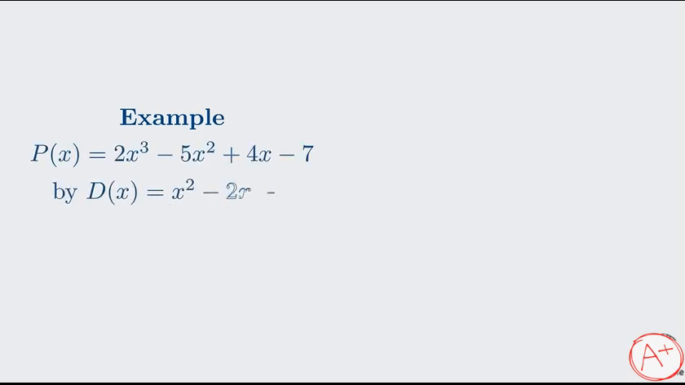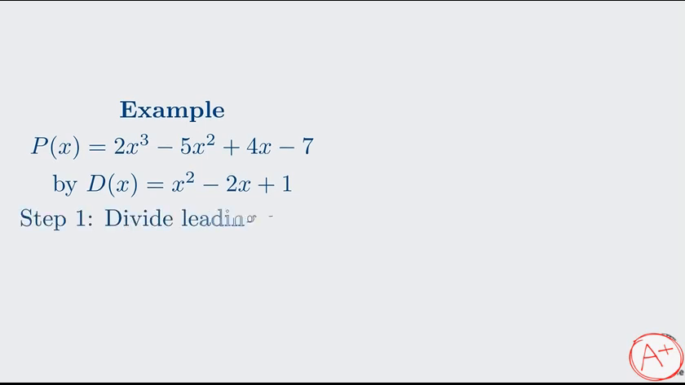Let us apply algebraic long division to divide a cubic polynomial by a quadratic divisor. We want to divide p of x equals 2x cubed minus 5x squared plus 4x minus 7 by d of x equals x squared minus 2x plus 1. Step 1. Divide the leading term of the dividend by the leading term of the divisor. 2x cubed divided by x squared gives us 2x. This is the first term of our quotient.